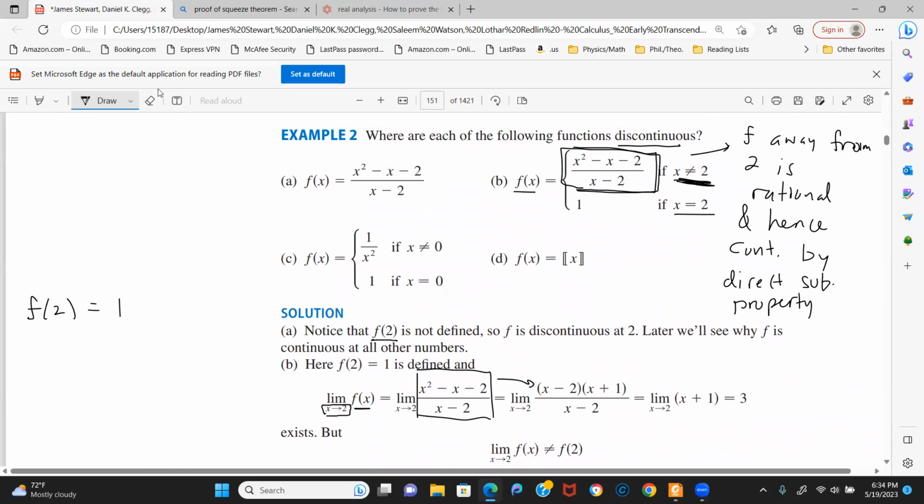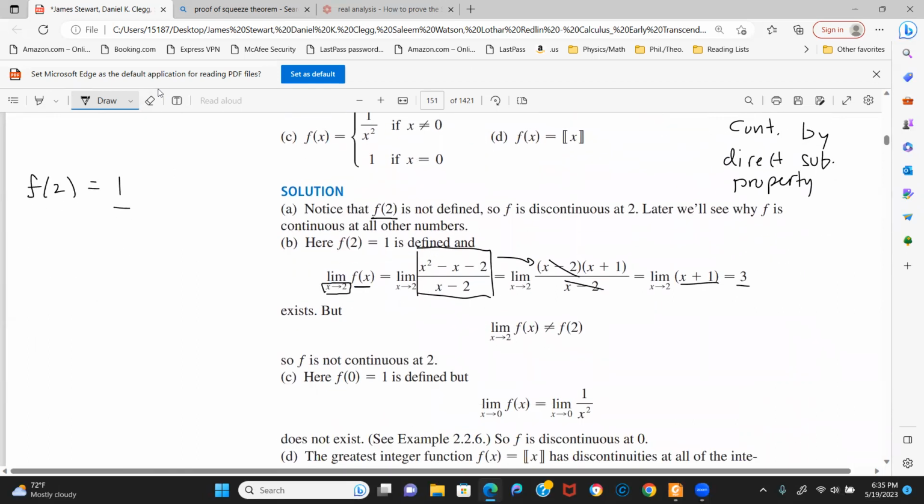And this rational function can be factored as follows, and then you can cancel this term with this term, and then you can just take this limit with direct substitution, because this is a polynomial. So you get 2 plus 1, which is 3. So 3 is not equal to 1. So this fails. We don't have equality, so this is not continuous right here.